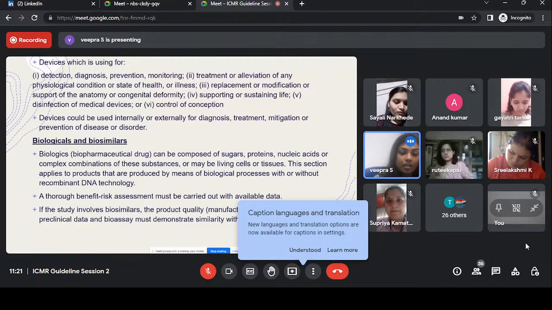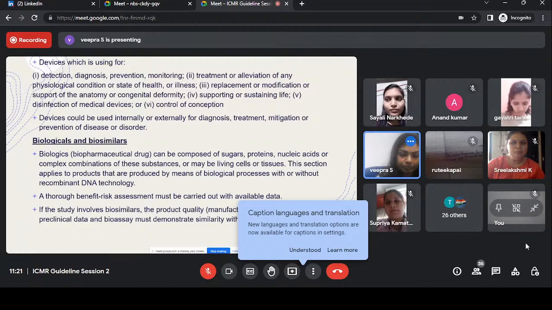So when you are conducting studies on biological substances, special care must be taken for the review of the data generated. Special expertise should be present in the study for the review of the data, by which we can check the risk in these biologics. And along with biologics, we also perform some biosimilar studies.